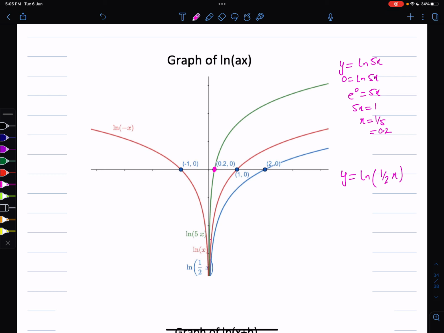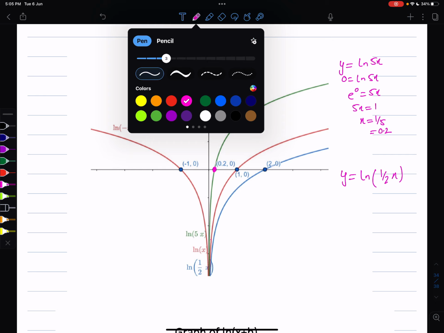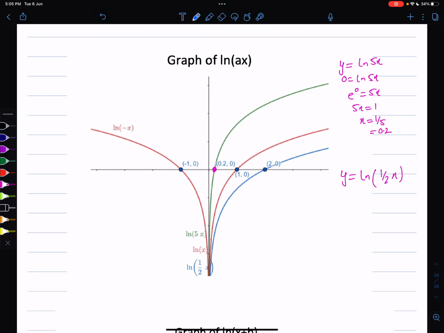Now the general shape is still going to be the same. We just need to figure out where it is going to cross the x-axis. So for that we are going to substitute y as 0. e to the power of 0 is 1. So 1 equals half x. So x is equal to 2. That means that this graph is going to intersect at 2. So that's our graph for ln half x. You can notice the difference between them. This is our graph for ln x. This was the graph of ln 5x, and this is our graph for ln half x.